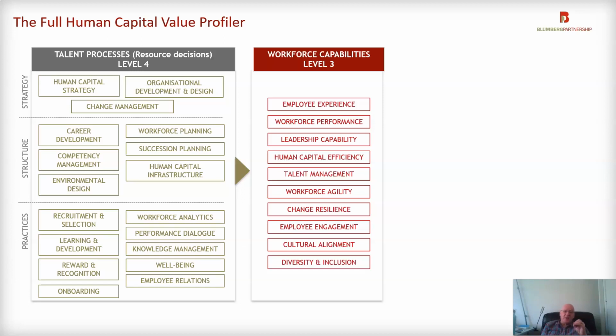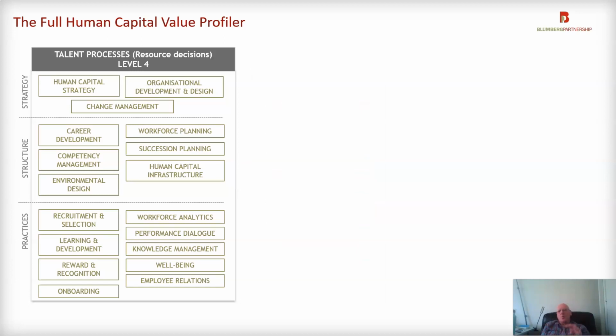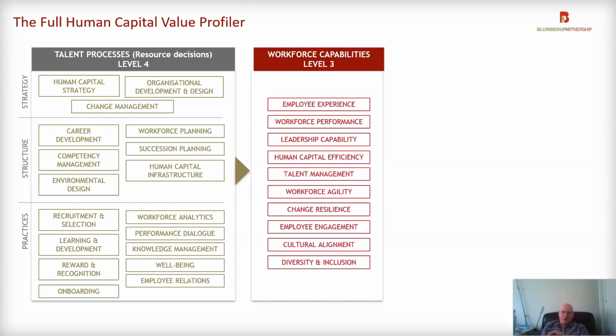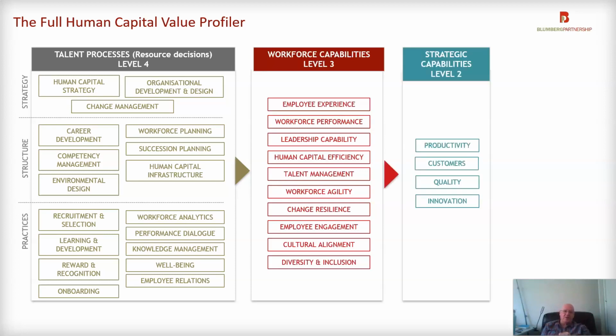And you might say, why are we not getting an agile workforce? And which of our processes is letting us down and not giving us the agility? And let's say you decide that it is recruitment. You're not recruiting people with an agile mindset. So you fix the recruitment process. That gives you the workforce agility capability that you need.